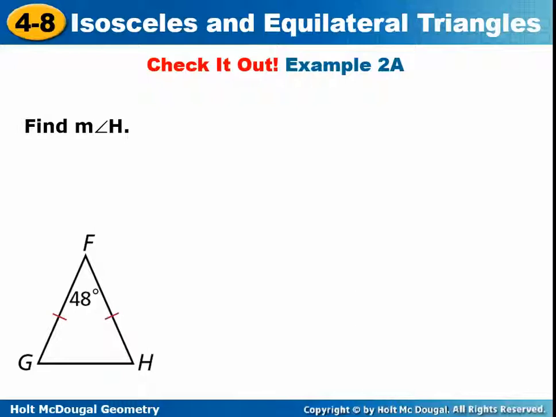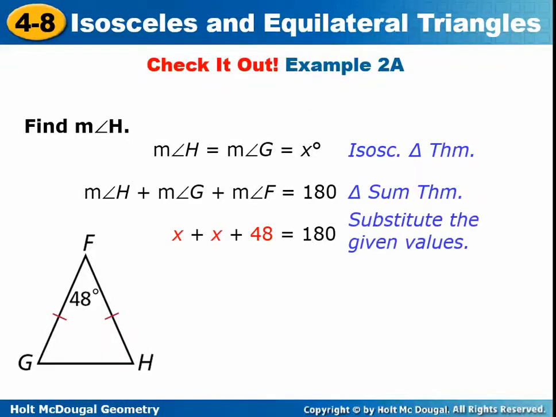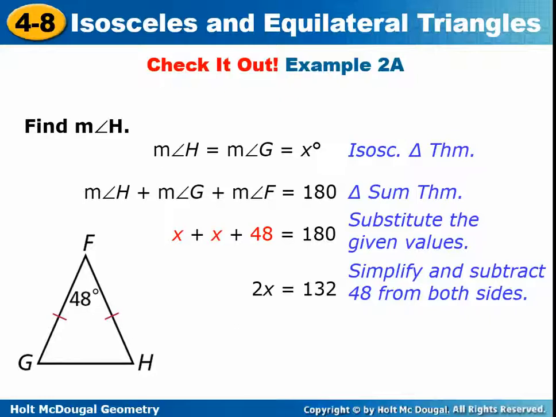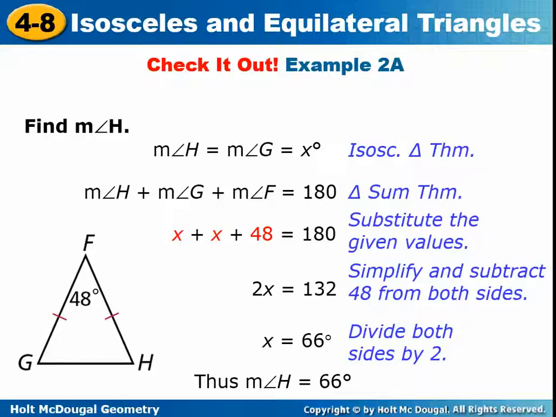Okay, try this one. It's an isosceles triangle. Base angles will be equal. We're given the vertex angle, so we could subtract that from 180. And then you could divide by 2 in order to find what each angle would be equal to. So angle H you should have found was 66 degrees.